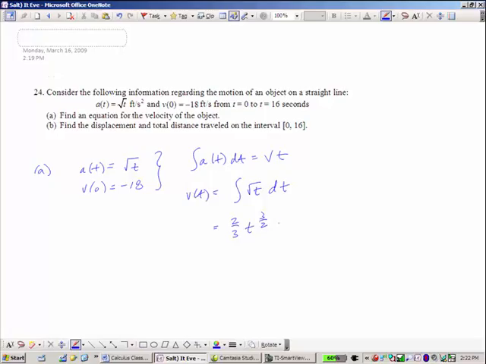Just say plus c. So this is the difference between definite integrals, which are a number, and antiderivatives, which are functions. So the velocity is a function. We need to find out what c is. All right, so they've given us some information here. V of 0 equals -18. Now that was a very nice piece of information to give us. Giving us the initial condition actually tells us, in this case, what c is. So V of t is equal to 2/3 t to the 3 halves minus 18.